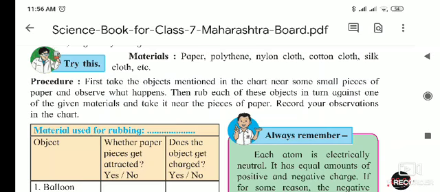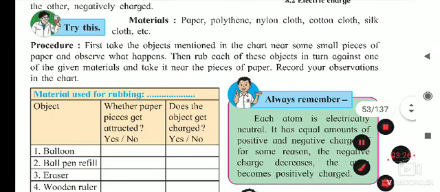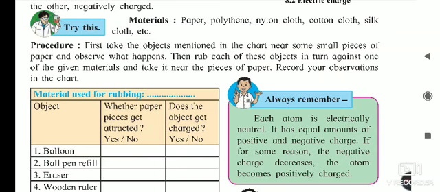Just as we saw in the activity in school, when you play this game, you rub the scale on your head and take it near the paper pieces, then the paper pieces get attracted towards the scale. The same activity we have to do with a number of objects, and check whether the paper pieces are attracted towards them or not.